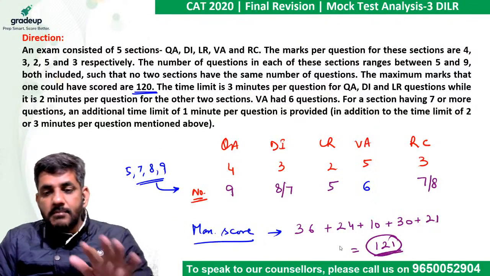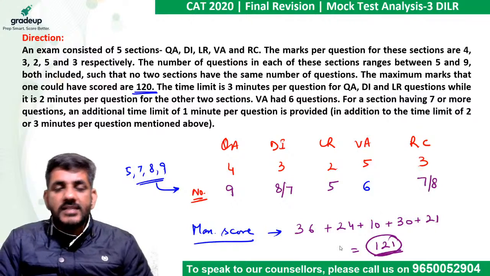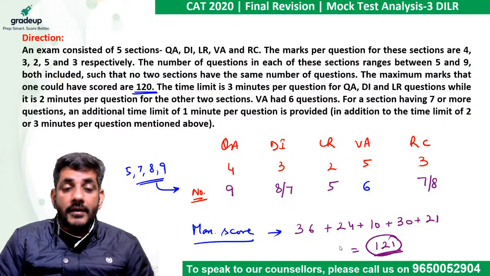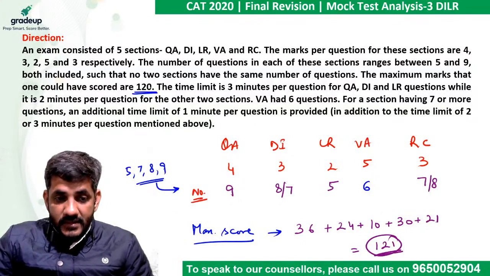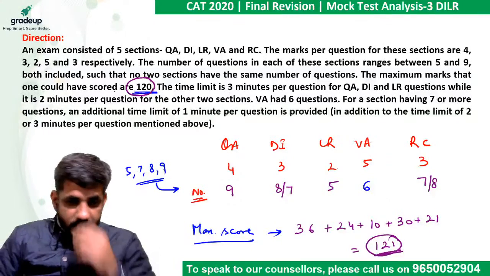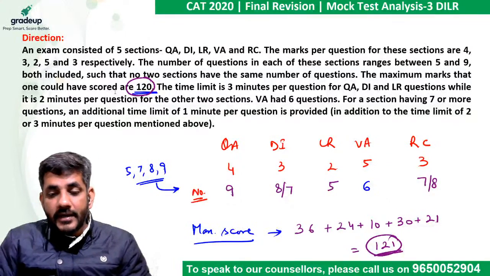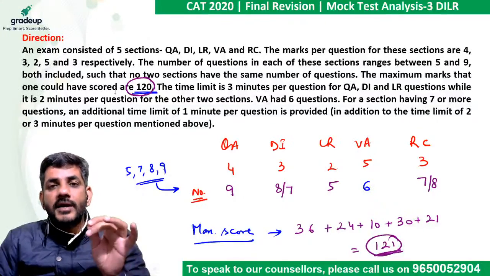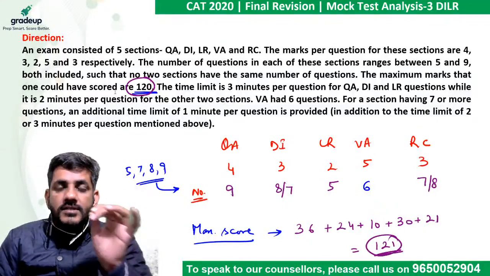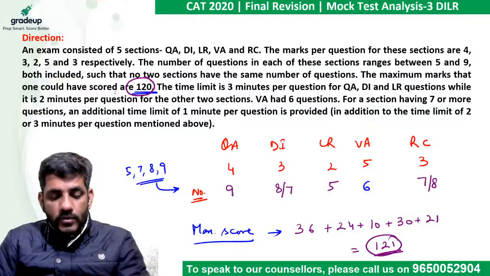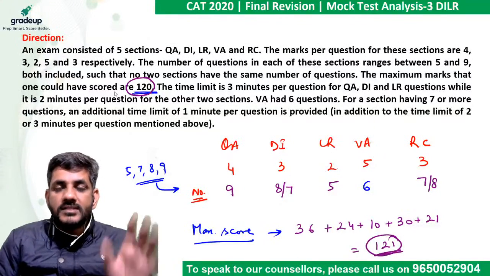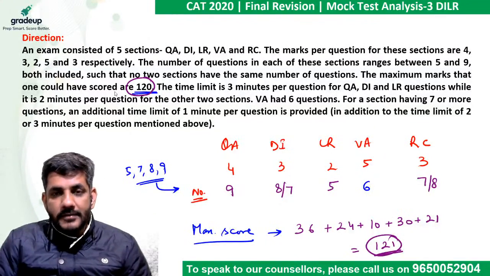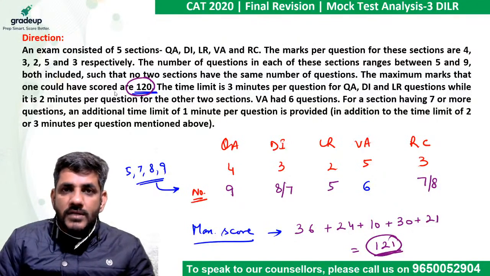So the maximum possible marks in this case has become 121, whereas the question says the total maximum marks a person can score is 120. This is very close to 121 and this shows we just have to decrease the total by 1. So how can I decrease the total by 1?